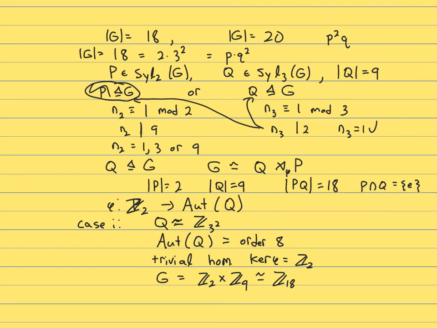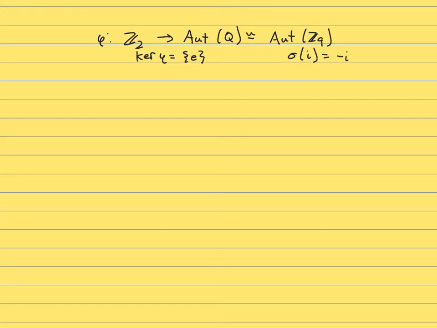So our other case is that we actually have a non-trivial homomorphism here, with the trivial kernel, to that unique automorphism of order 2. Note here, of course, we're identifying Q with Z mod 9. What could possibly be the non-trivial automorphism of order 2? I'm going to bet it's probably negation. Oh, yep, negation certainly has order 2. So there we have it.